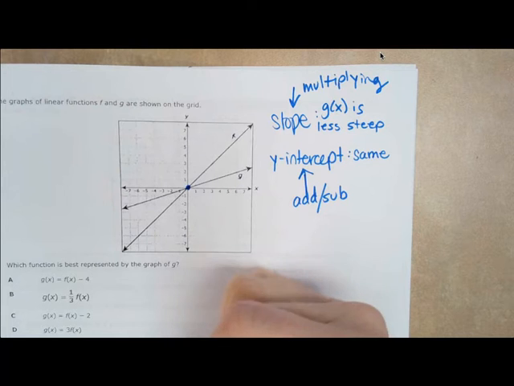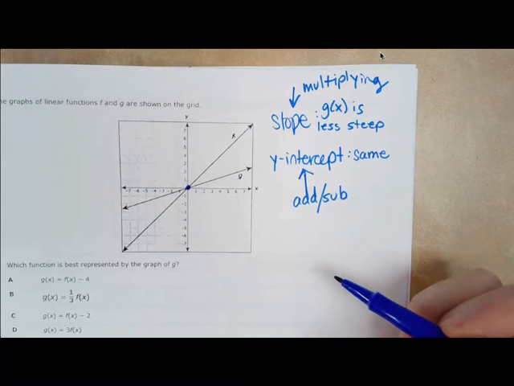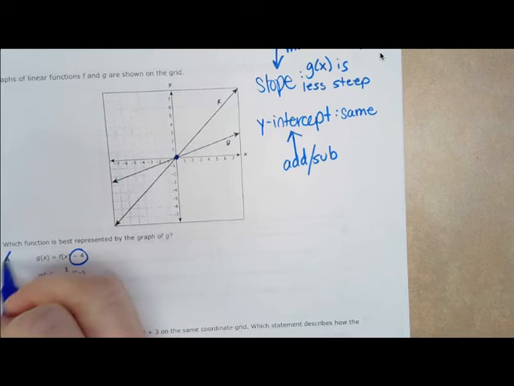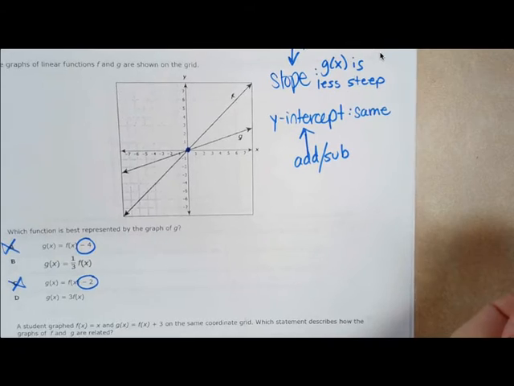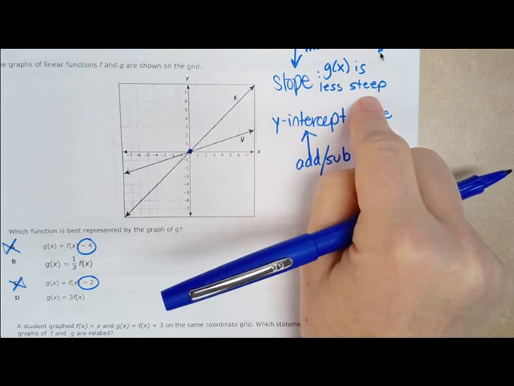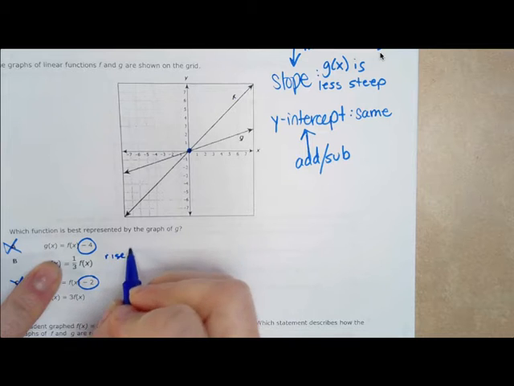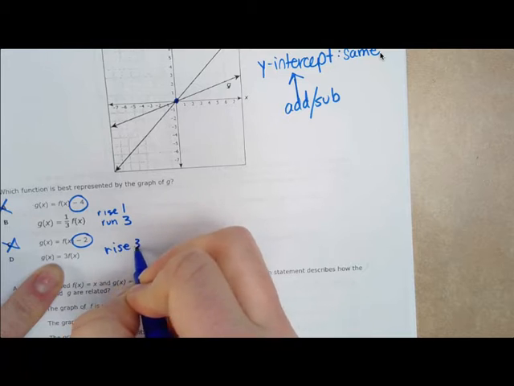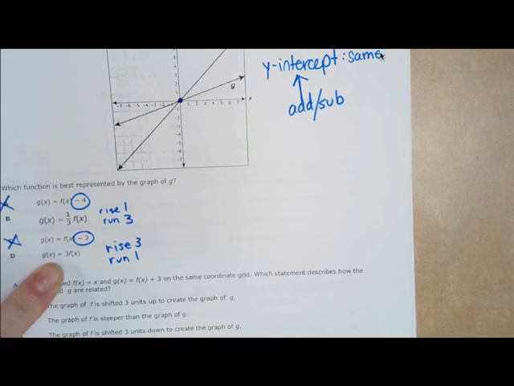So if we look at our answer choices, we want to mark out the ones that have an add or subtract because the y-intercept does not change. So this is a -1, -4. So we know A and C are out. So we just want to find the one that will make g of x less steep. So is it rise 1, run 3, or is it rise 3, run 1? Which one makes it less steep?